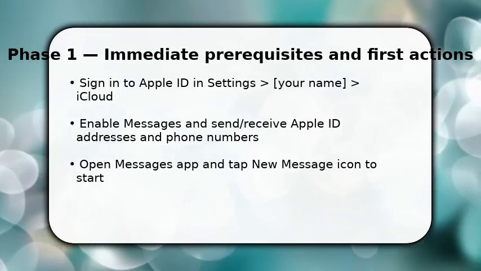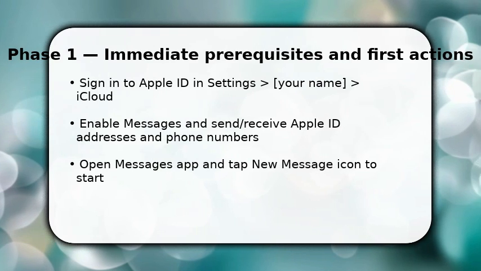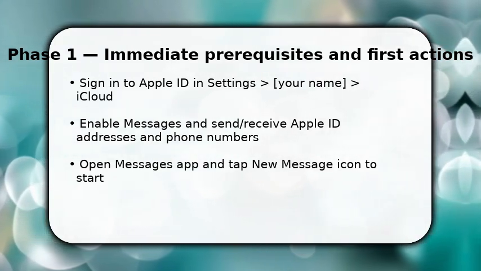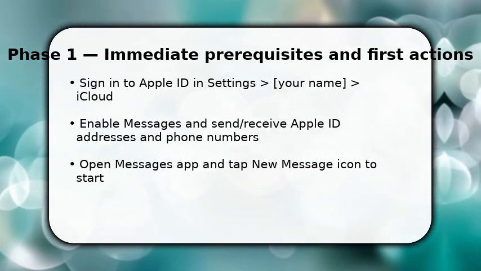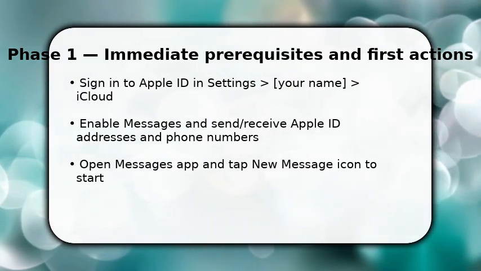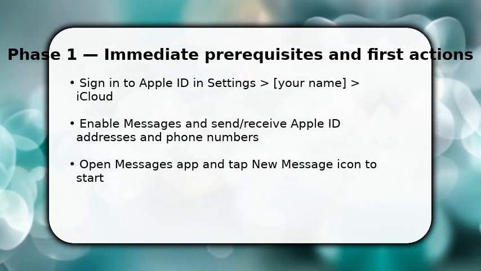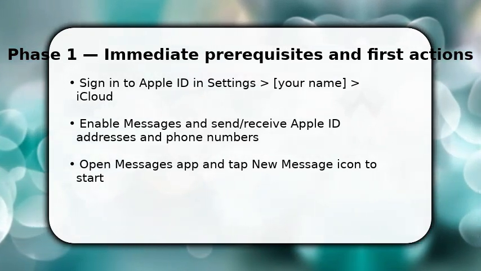You begin by confirming your Apple ID is active in settings. This links iMessage to your account. Once done, toggle messages on so your phone number and email appear for sending. Make sure the person you'll message is in contacts or type their number. iMessage will auto-detect blue bubbles for Apple users.